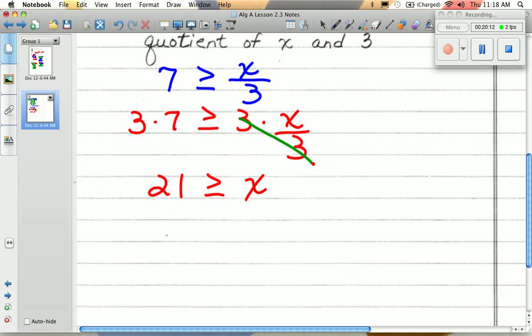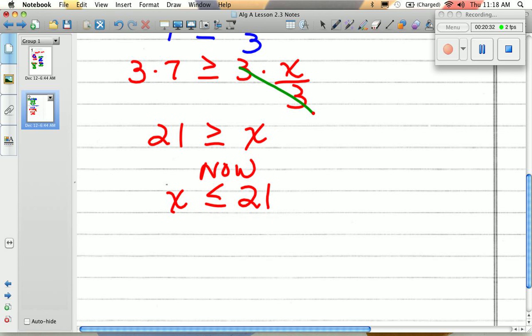But the x is on the right. Since the x is on the right, and we like it on the left, let's flip this baby over. X comes over here, 21 goes over there, and the symbol flips over also. Okay, and now we can graph it. What should we do with 21? Should we include it or not? Yes. Okay, include it by shading in the circle. And what other numbers go with it? 20 and lower.